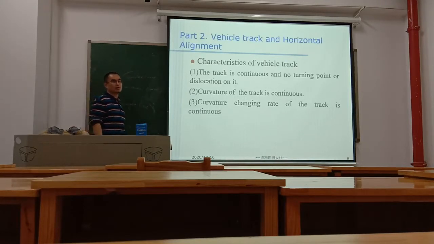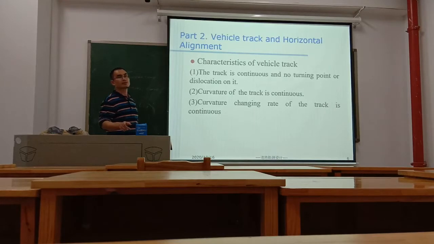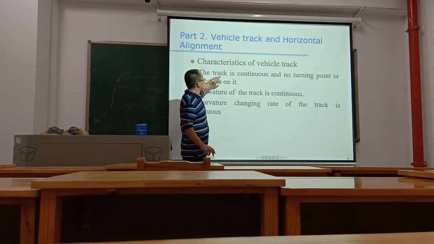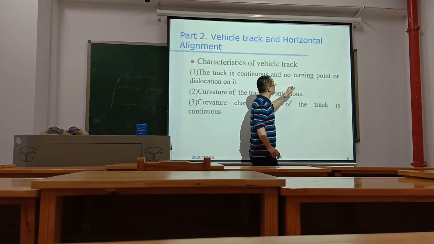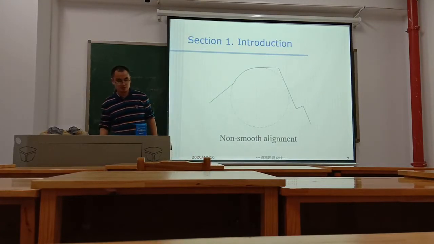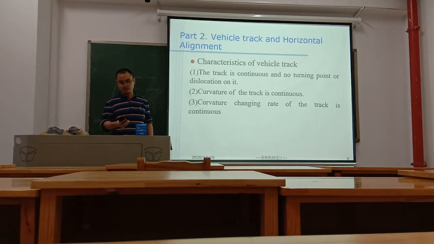Vehicle track and horizontal alignment. The vehicle track has three characteristics. First, the track is continuous, with no turning point or dislocation on it. It's continuous.